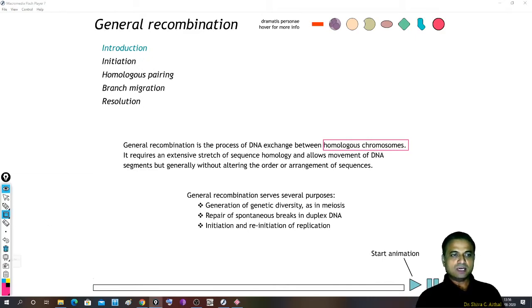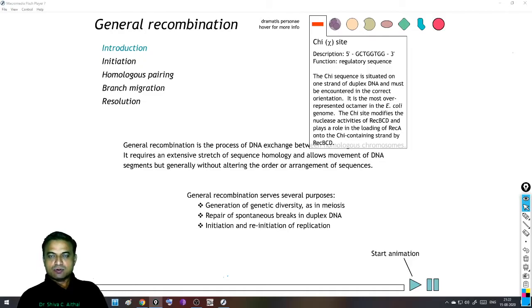But before going to that, I would like to explain some features of general recombination with respect to the requirements. Certain enzymes and proteins are required. The first thing required is a Chi site. As I was mentioning, one of the first requirements for general recombination to occur is a site on the DNA on which the enzymes can load. They can come, get attached and start the process.